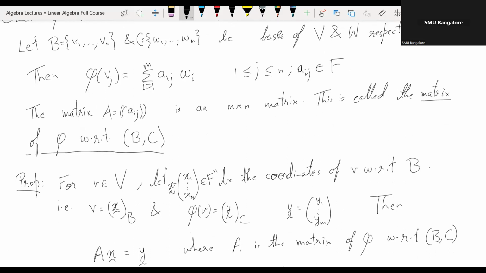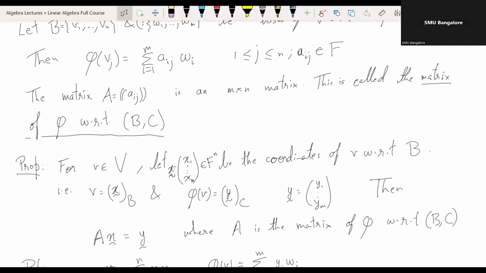Similarly, phi of V will have some coordinates with respect to the basis C, because phi of V lies in W and it has the basis C. You can write down the coordinates of phi of V with respect to this basis and call them y. Then the proposition says phi is basically A in terms of these coordinates. In other words, A times the column vector x will give you the column vector y. So A is playing the role of phi.